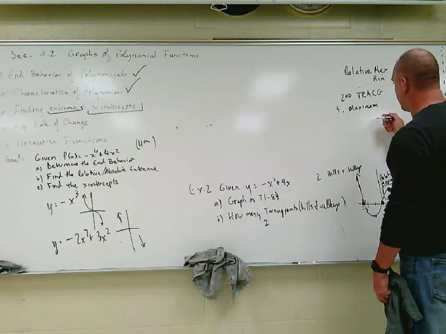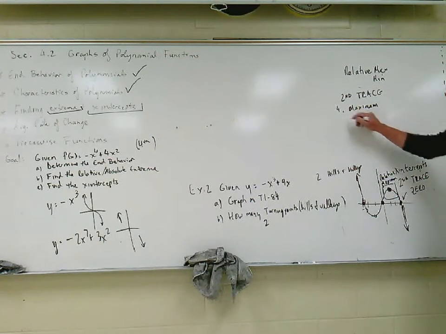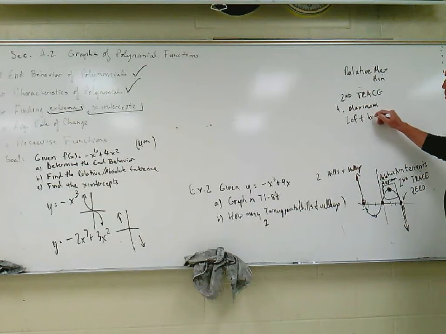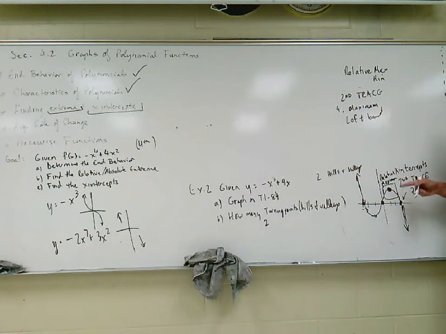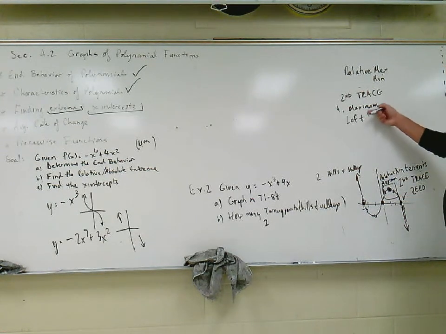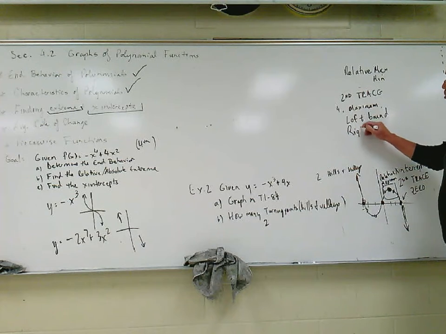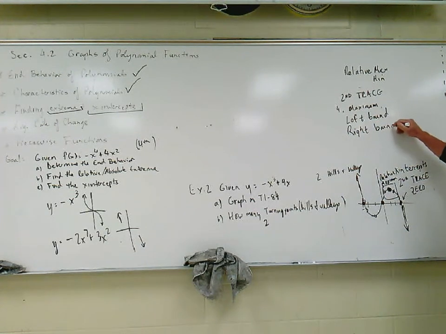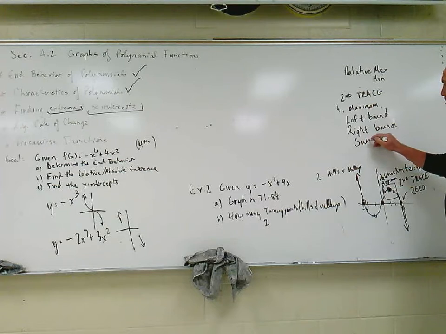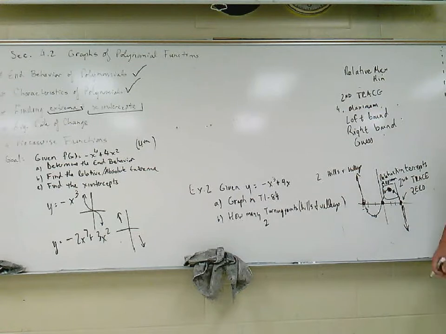Then once you hit enter, it's going to ask you a couple questions. It's going to say left bound, so you have to tell the calculator where to look. You go left of where you think it is and hit enter. Then it's going to say right bound. You go right of where you think it is and hit enter. Then it's going to say guess. I don't want to guess, that's why I'm using the calculator. Just hit enter after each one of these, okay? And then it should tell you.